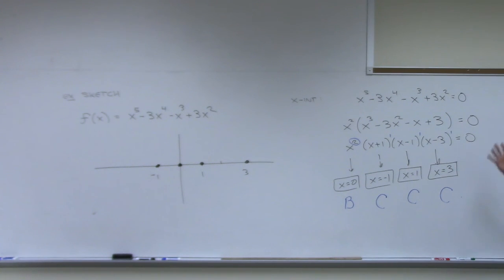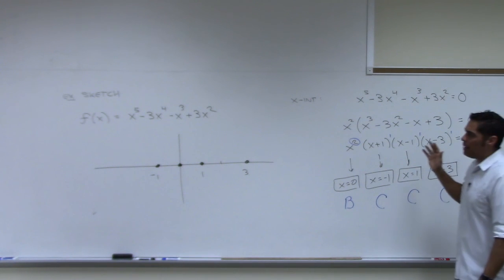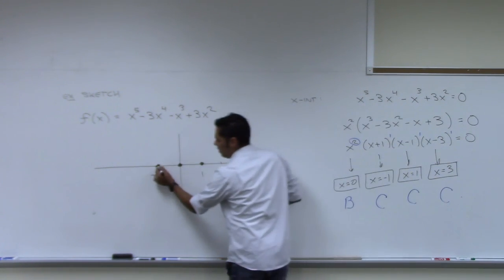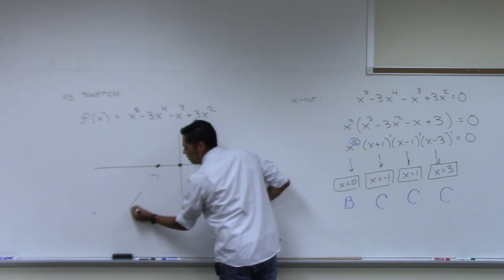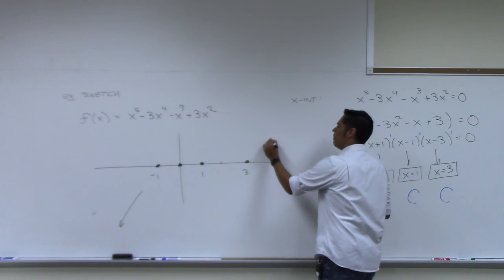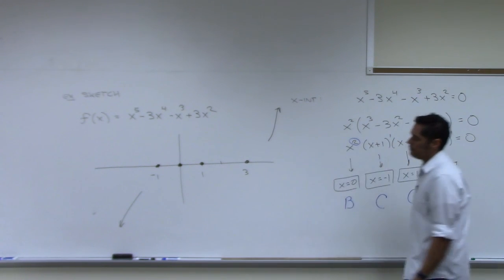My up-down thing, right? My left and right behavior. So what happens on the left side? I forgot, I erased it. Down on the left. So over here next to this dot, I'm going to draw an arrow going down. And then over here to the right going up, I know it's got to do that, right?